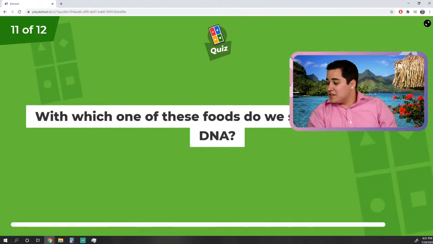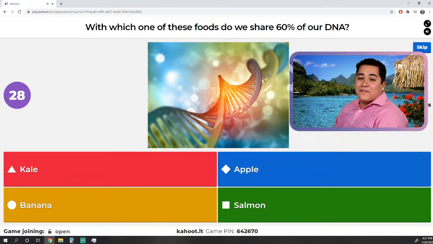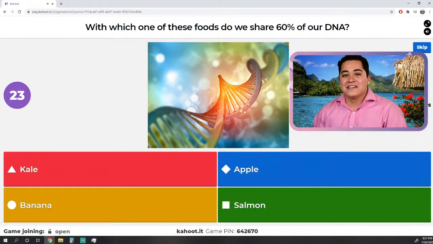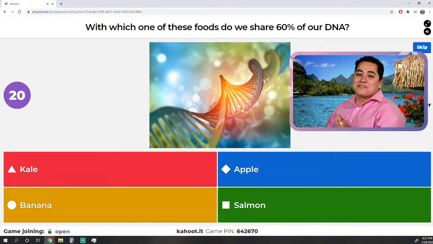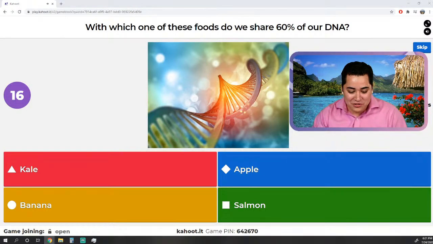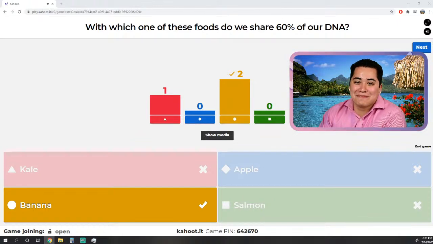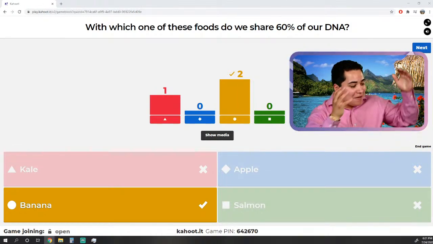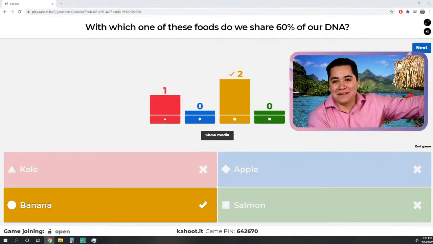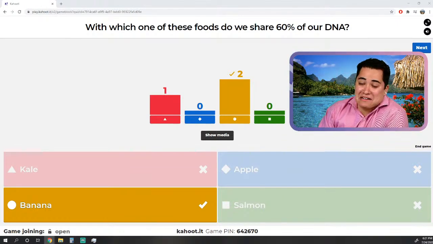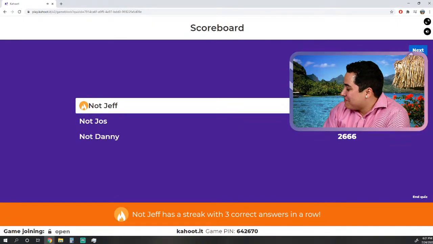With which one of these foods do we share 60% of our DNA? 60% of our DNA is shared. Is it with kale? Is it with apples? Is it with bananas? Or is it with salmon? 60% of our DNA is shared with which one of these? The answer is bananas. I don't know why. God's like, yeah, I'll put 60% of humans' DNA in a banana, and the remaining 40 will make a human being. I don't understand that, but it's far beyond my knowledge.